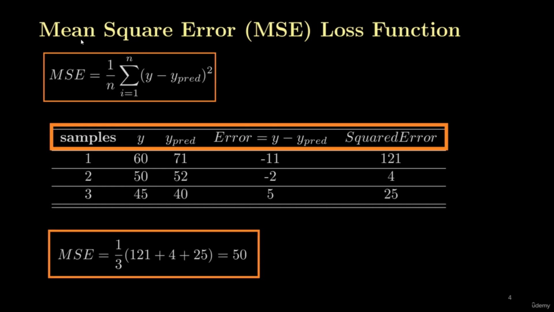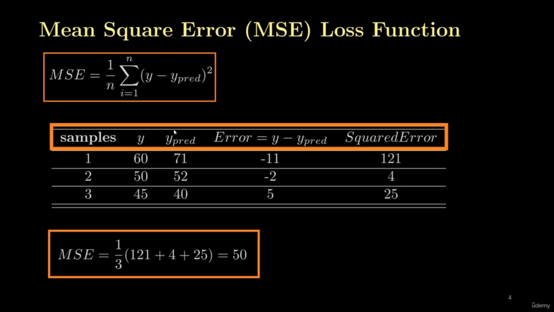If we see the name mean square error, the word error comes last, but we calculate the error first. So first we calculate the error by subtracting y minus y pred, that is subtracting the labels predicted by a model from the original or actual labels. That will give us the error. Then we square, and then finally we take the mean, so that it becomes mean square error.